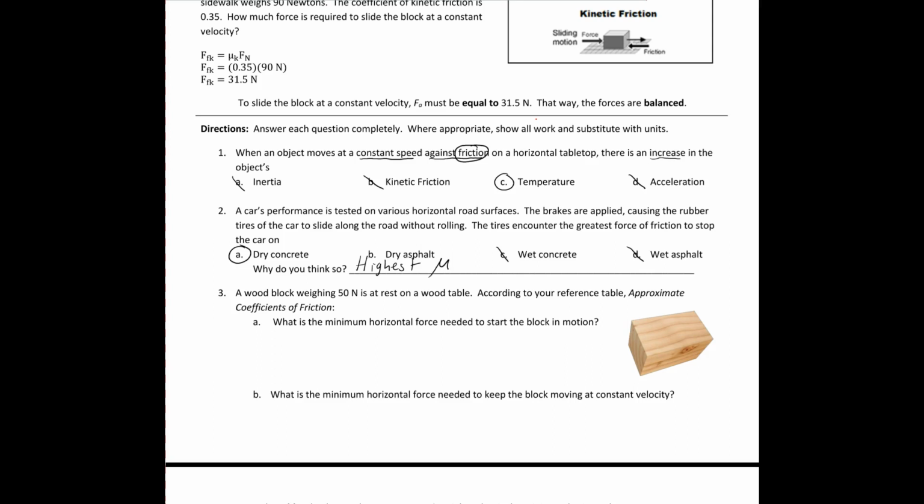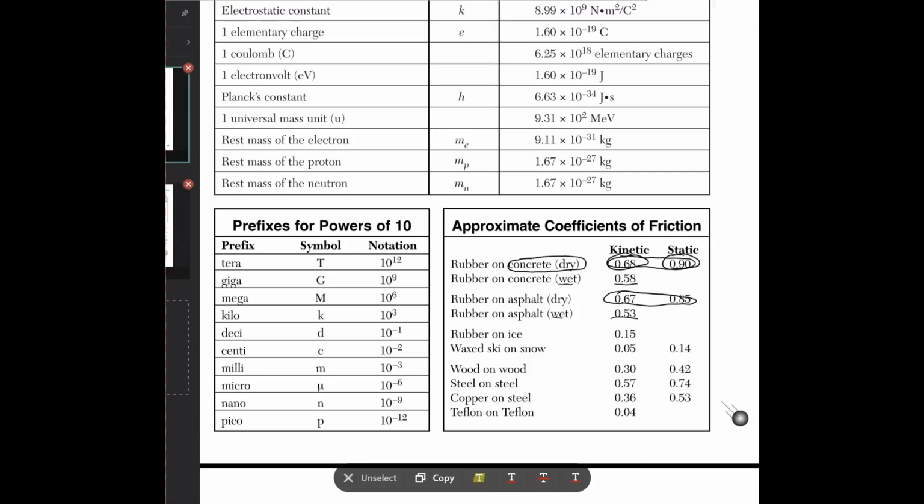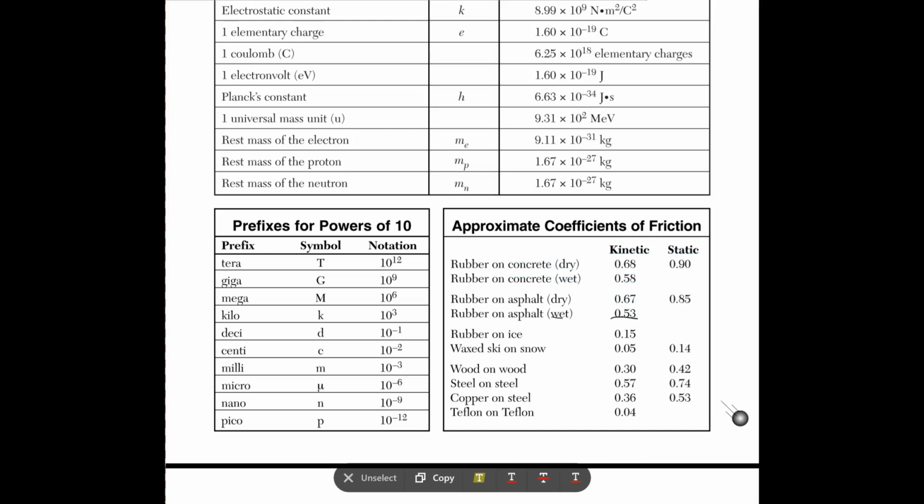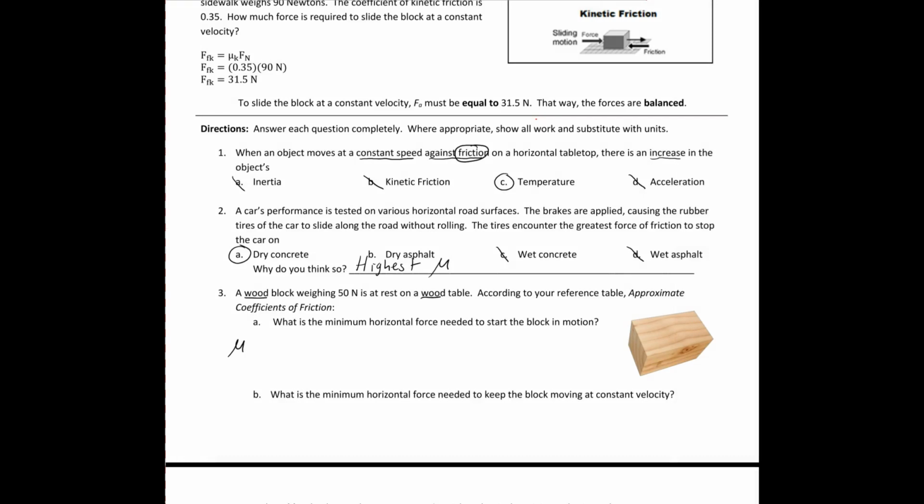Okay, so first thing we want to look at, what kind of materials are we dealing with? It's wood on wood. So we look at our reference table, get rid of this stuff. Wood on wood is going to be right here. For kinetic, it's 0.3. For static, it's 0.42. Let's write that. For kinetic, it's 0.3. For static, it's 0.42.